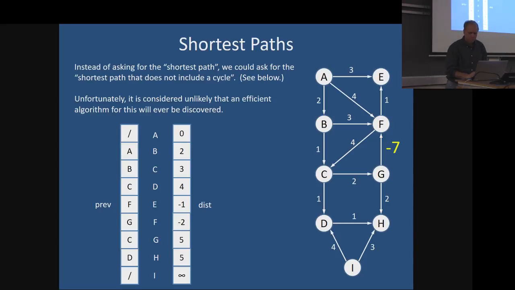Okay. Now, we've just posed the problem. Let's look at approaches to finding shortest paths.